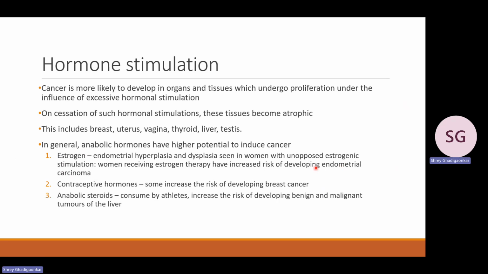You also have contraceptive hormones, so these increase the risk of developing breast cancer, and anabolic steroids. So these are usually consumed by athletes to increase their performance during the sport, and they increase the risk of developing both benign and malignant tumors of the liver.